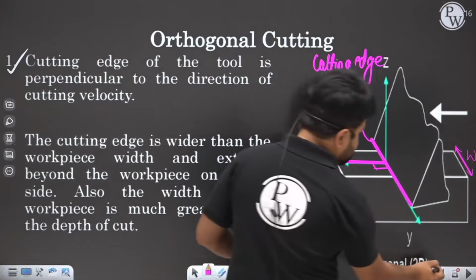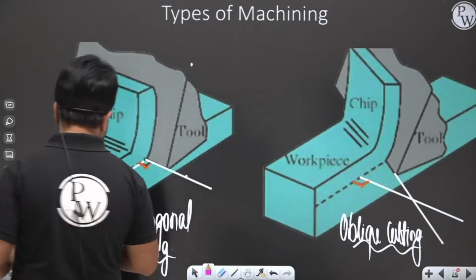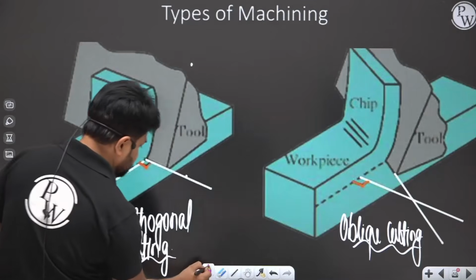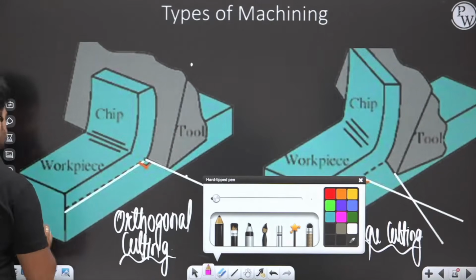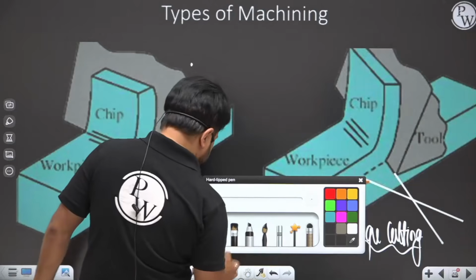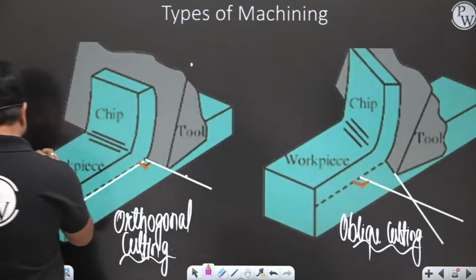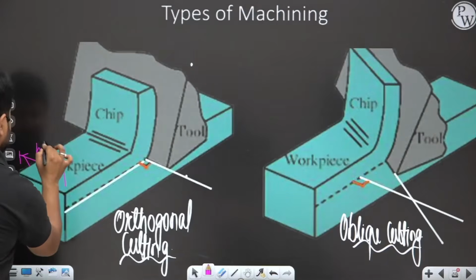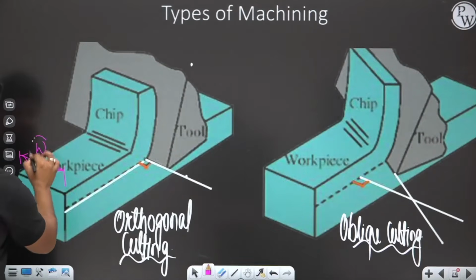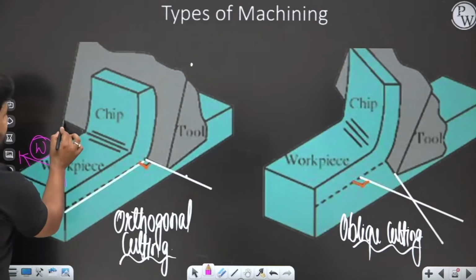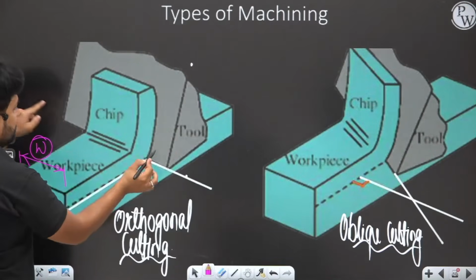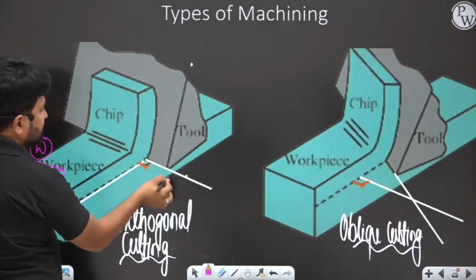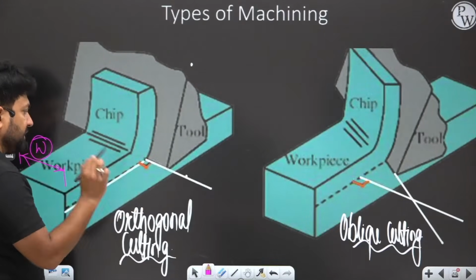Also, this is a similar thing. Here you can see in a very simple manner, please see this figure. This is the width of the workpiece, and this is the width of the tool. And the width of the tool should be wider than the width of the workpiece, and it must be extended beyond on both sides.